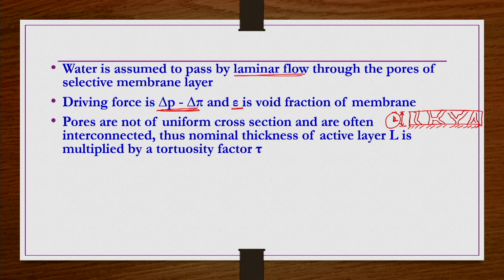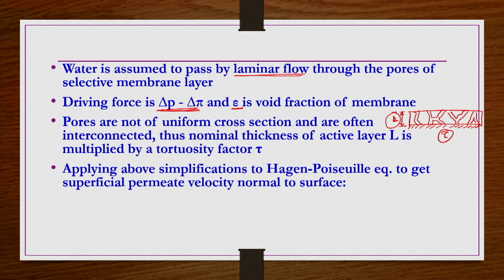So, because of that, we have to multiply by some tortuosity factor tau, similar to what we have done in the case of flow through a packed bed. Here also the pores are interconnected and they are not uniform, and the molecule may be traveling a length more than the active layer thickness. So, L has to be multiplied by some factor, the tortuosity factor, that is tau.